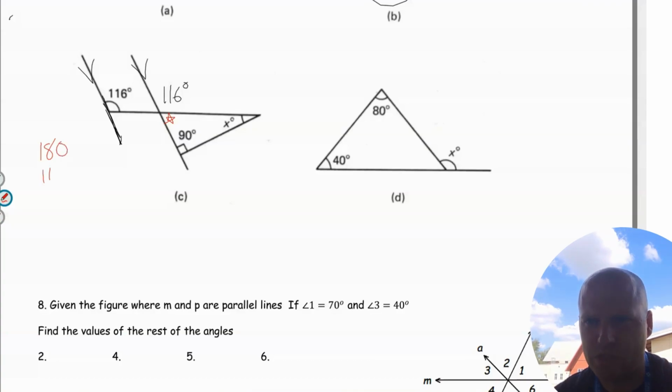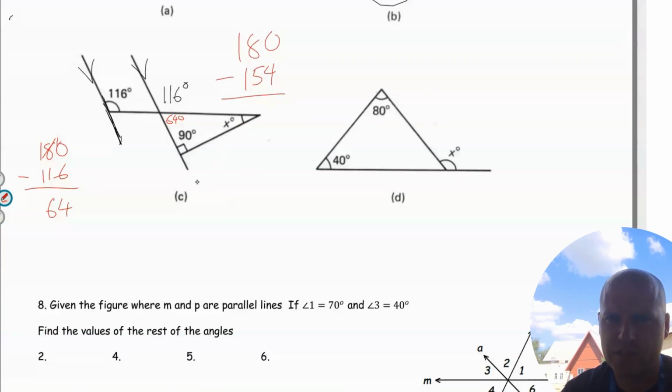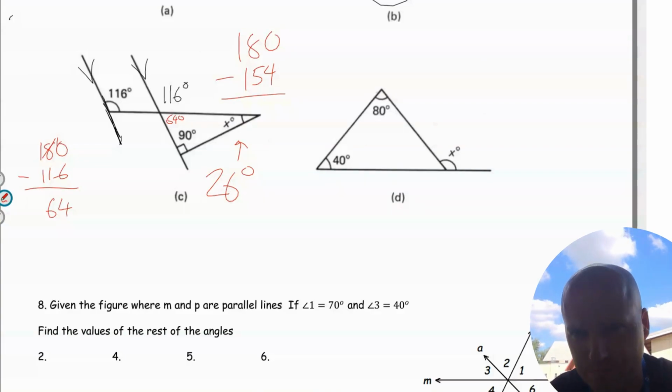I can subtract 116 from 180 and I'll get 64 degrees. If this is 64 degrees, we can figure out what x is. Add to 90, subtract from 180. This is 154. Subtracted from 180 is 26. Let's make sure that works. 90 plus 26 is 116. 64 plus 90 plus 26 would be 180. Yep.